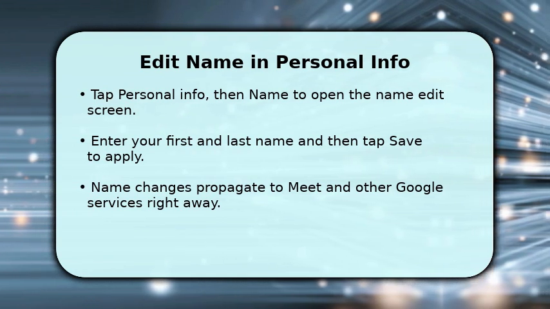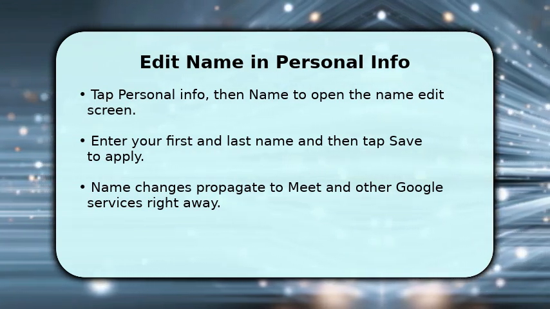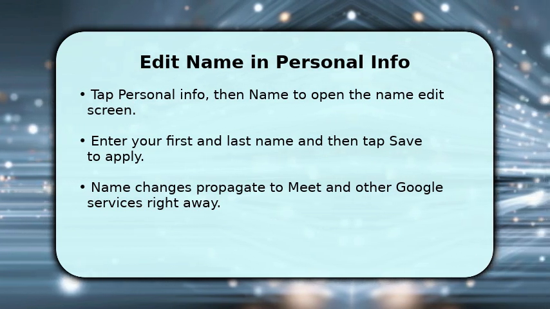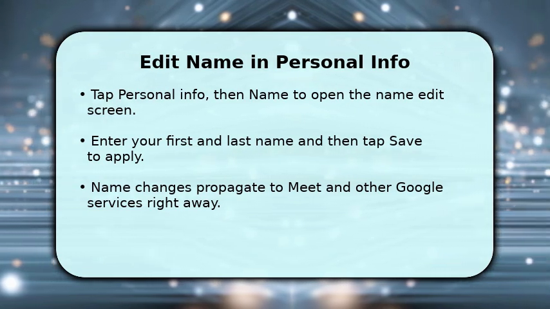Keep names within Google's character limits and avoid special formatting that might be blocked. When you finish, tap Save at the top right to apply the change. The update should propagate to Meet immediately and appear when you join meetings.